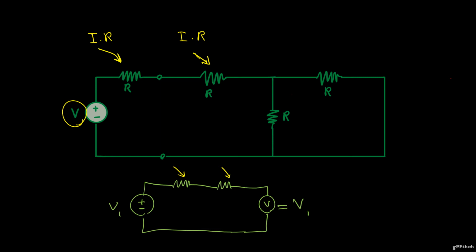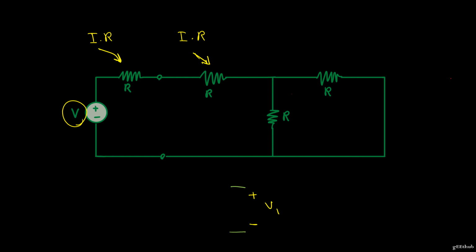So what we see over here is an open circuit with two resistors and a potential difference of V1 across it. And for the last scenario, we're just gonna short the first two resistances.